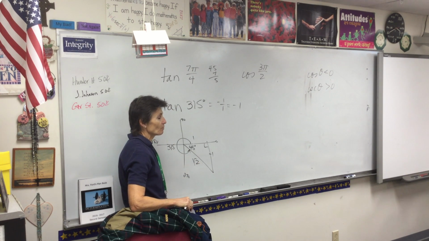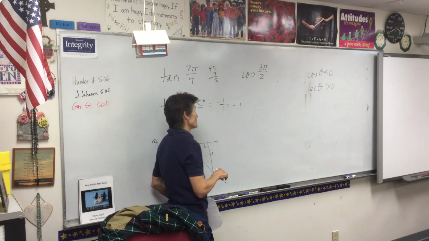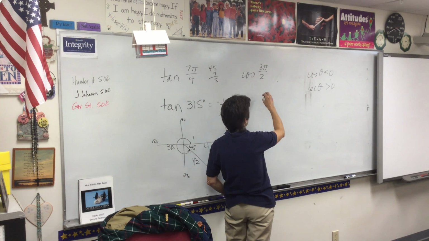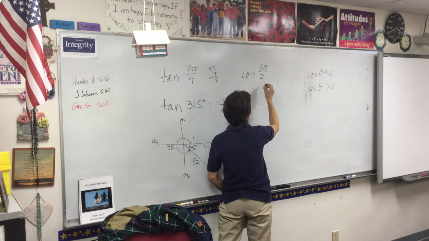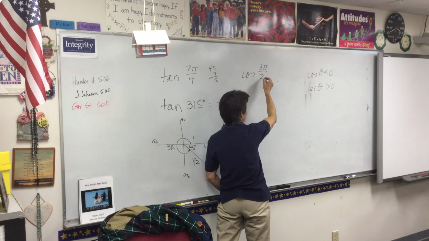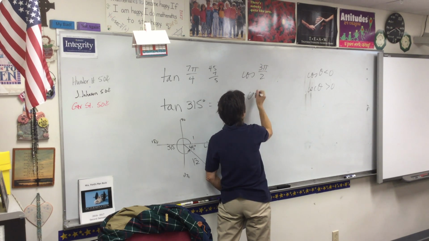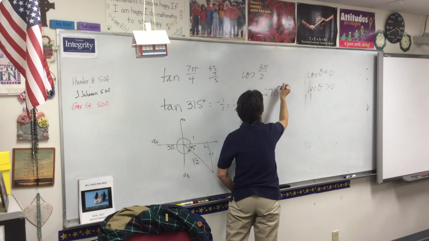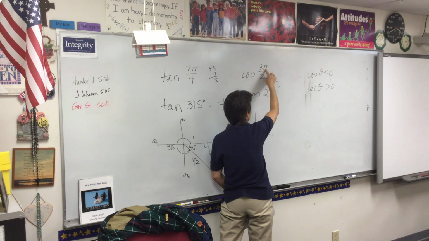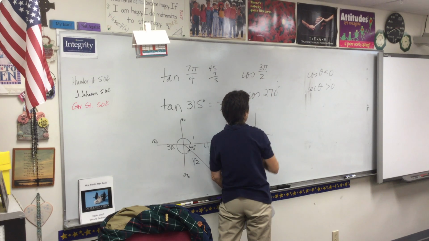All right, cosine 3 pi over 2. Same thing, only this one's a little bit different. What's 3 pi over 2? Pi over 2 is 90. Times 3 is 270. So this is the cosine of 270. Pi is 180 divided by 2 is 90 times 3.